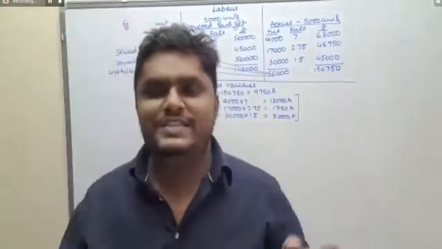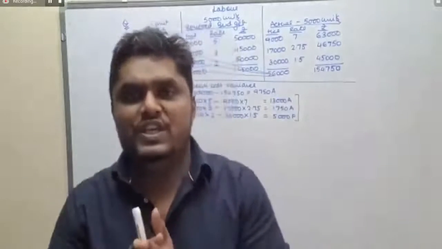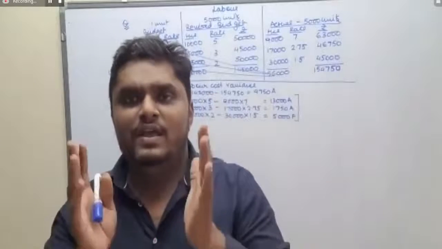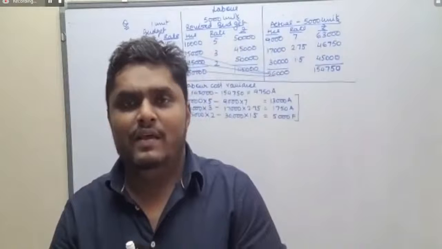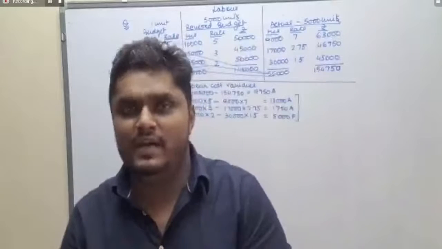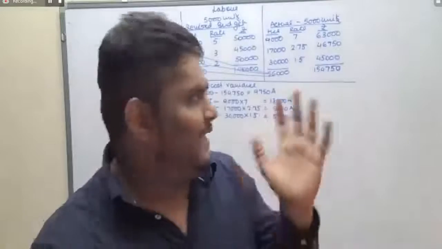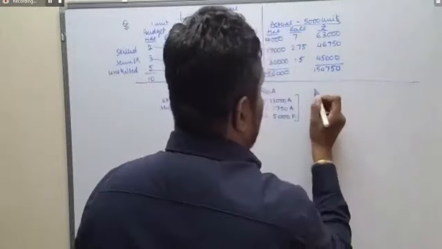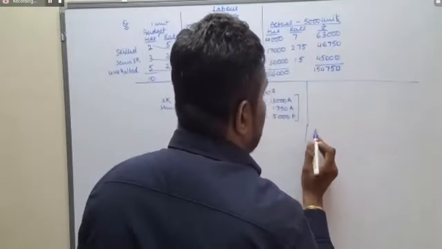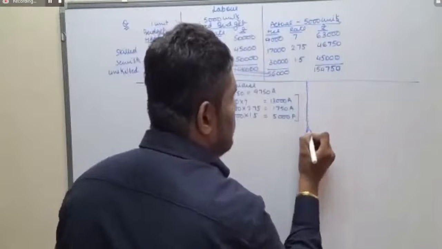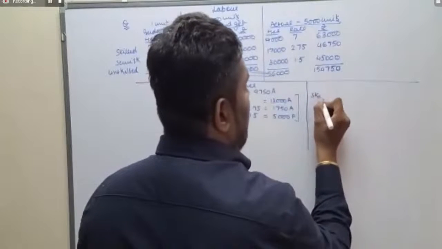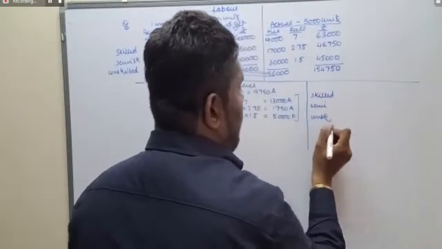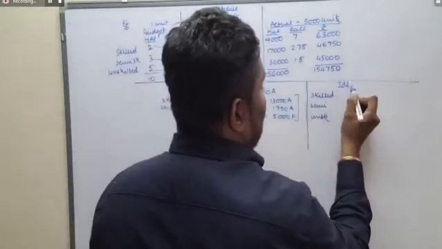Now, a small change in this question. If the budget is given and the actual is given, we can solve this question very easily with the help of the concepts we have learned in the material variances. Now, what if idle hours are given?